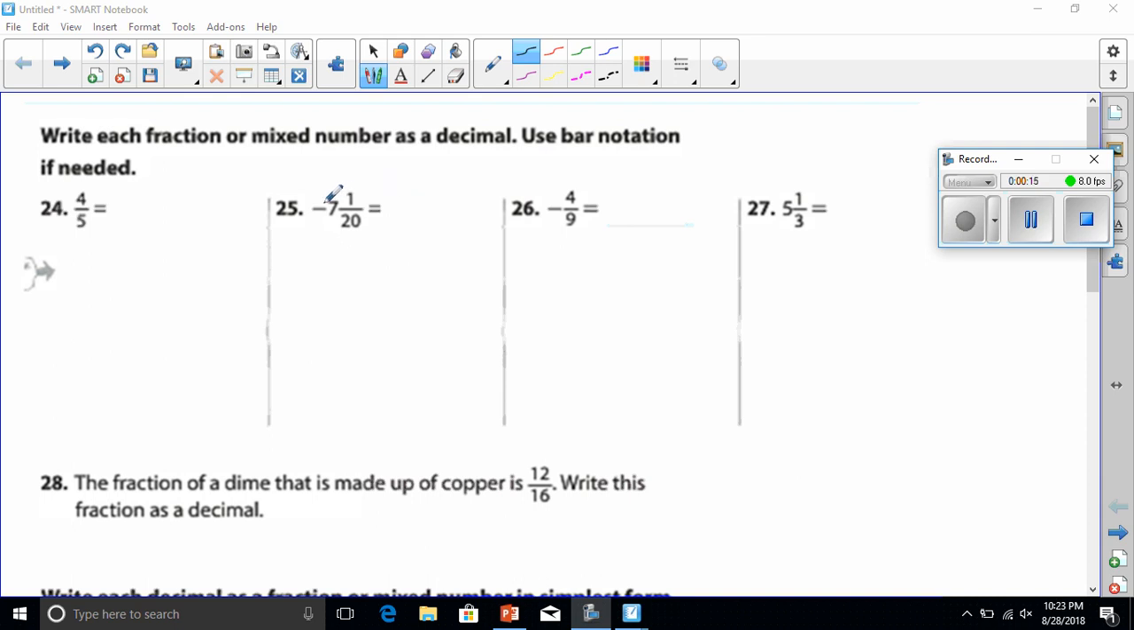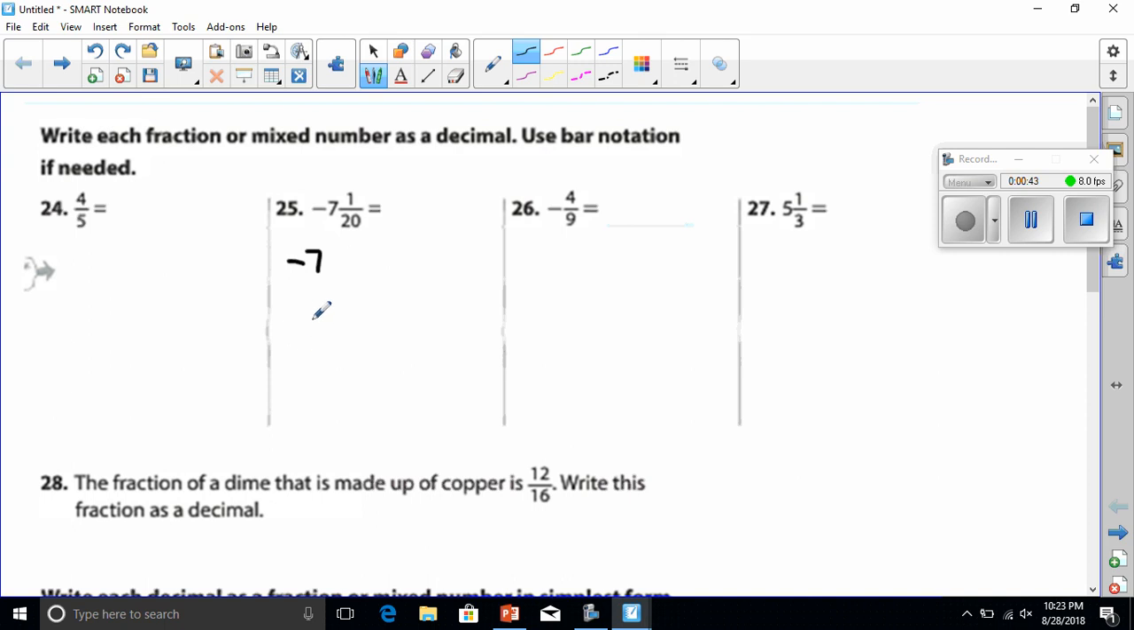Let's see, first we've got a -7 and 1/20. First thing we got to remember is -7 is already a whole number. So when it says write each fraction or mixed number as a decimal, remember the mixed number is a whole number with a fraction. We're going to keep the whole number the same because it doesn't change. And now we have to turn this fraction into a decimal. Well, how can I do that?